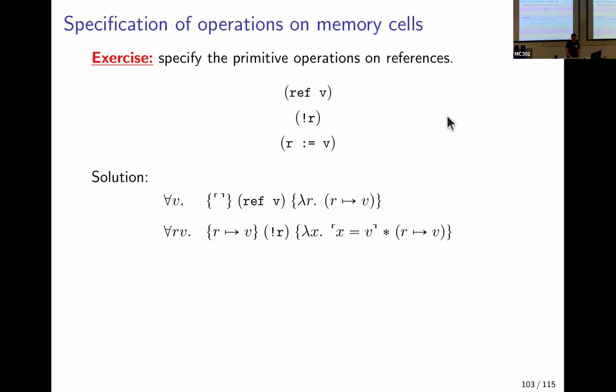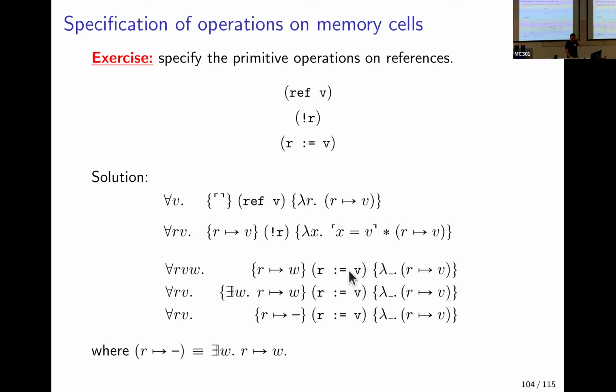So when you specify the basic operations on memory cells, you don't really need more than those three things to manipulate the heap. Everything else can be built on top of those. So the allocation, ref of v, has an empty precondition and returns some r that points to v. This one we've seen with 3. And for storing, like r receives some value v, the postcondition is always r points to v.